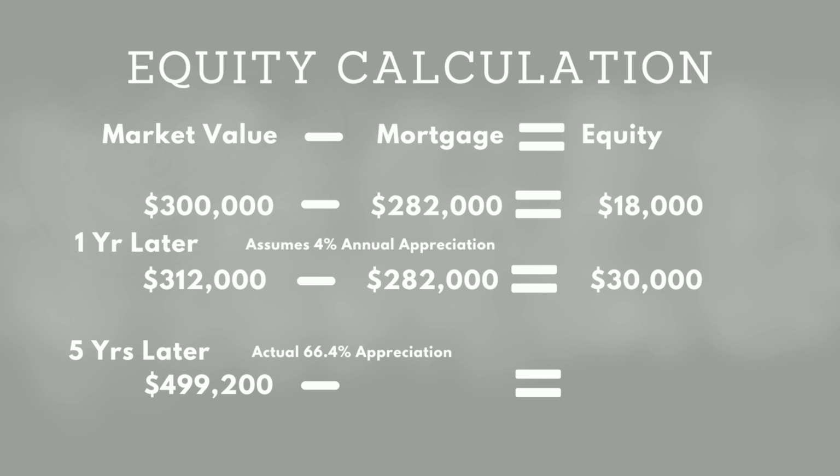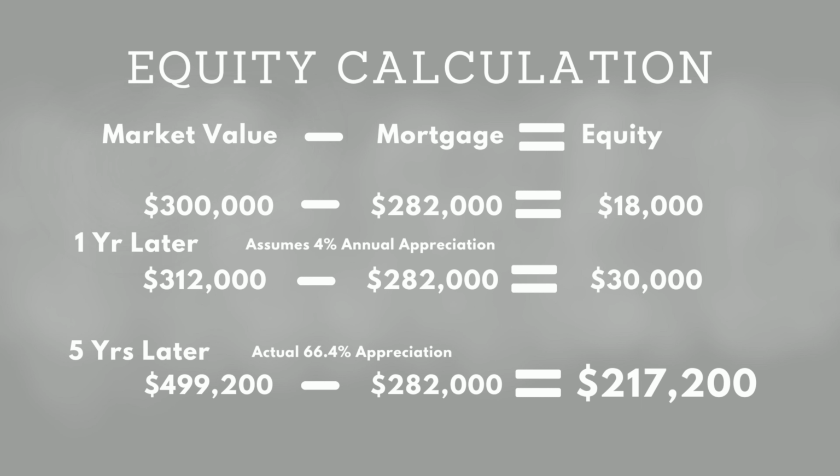Well, after the last 5 years, based on Washington's average of 66.4% appreciation, your new market value on your home would be $499,200. Now, using that simple calculation, we're going to take $499,200 market value minus that $282,000 loan principal. Again, this doesn't take into account that you've made monthly payments and paid down the principal. So that simple calculation equals $217,200. You would have $199,200 in additional equity just based on that 66.4% appreciation.